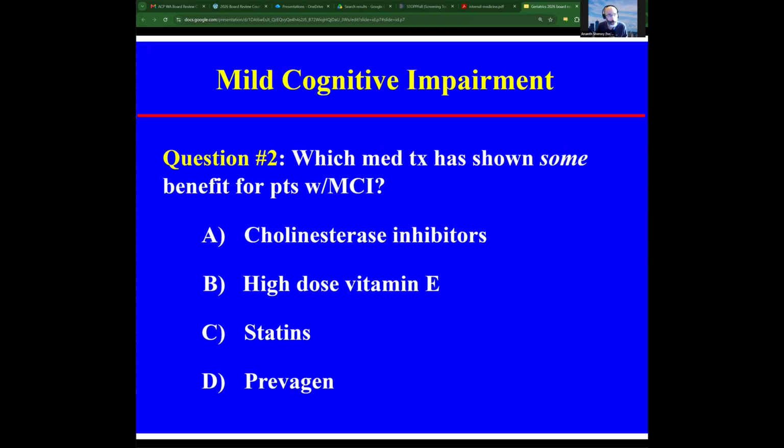So next question. Which medication treatment has shown some, emphasis on some, benefit for patients with mild cognitive impairment? Is it cholinesterase inhibitors like donepezil, high-dose vitamin E, statins, or Prevagen?